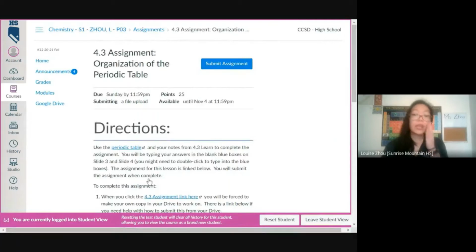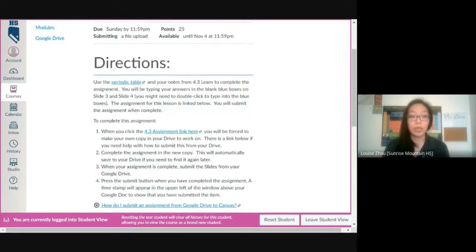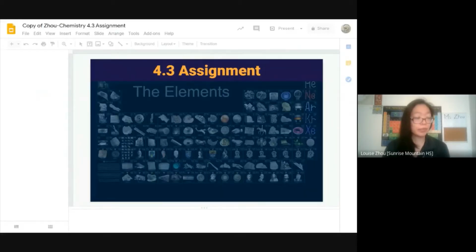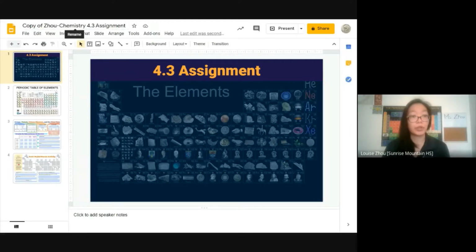Let's look at the assignment. You do need a periodic table and the 4.3 Learn specifically, but you can get some notes from 4.2 Learn Investigation as well. You're going to click on the assignment in the middle if you have not opened it yet. It will force you to make a copy of the assignment. You can rename this copy to your name, but otherwise I should be able to find your assignment anyway. The first slide here is a title slide.